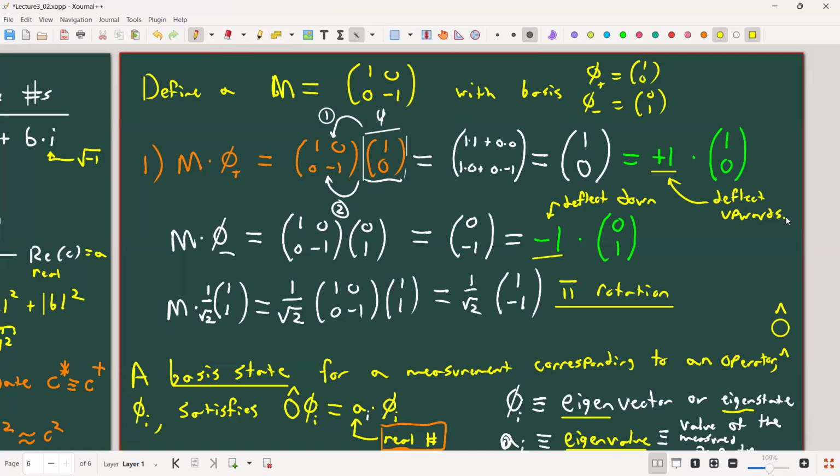So eigenvalues have something to do with measurement results. Eigenvectors have something to do with the state of the thing you're measuring. And operators are the objects you're doing the measurement with. So what we're going to do is put these all together next time, and we're going to ask that question again.